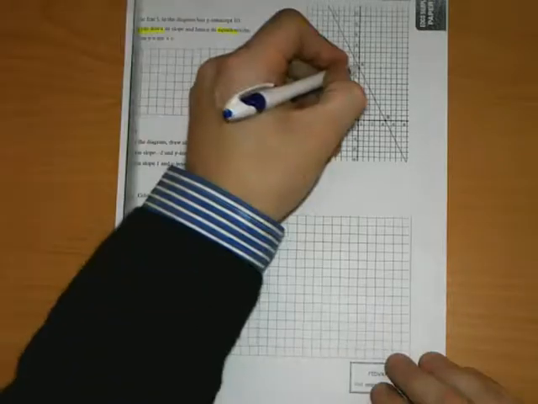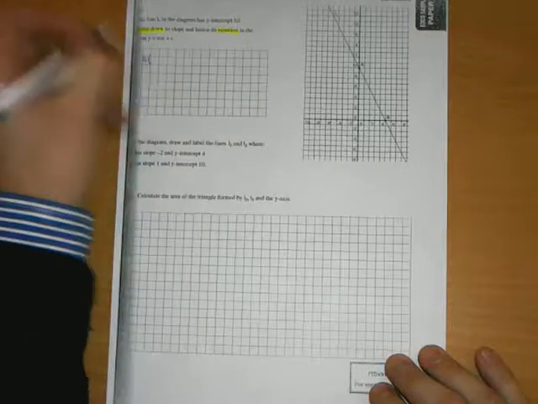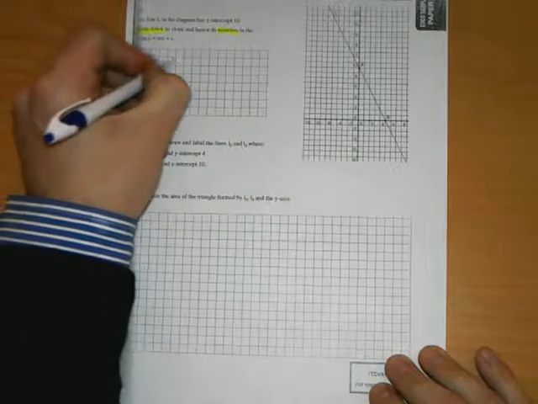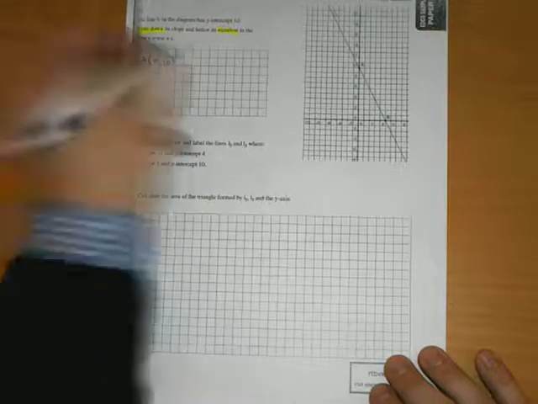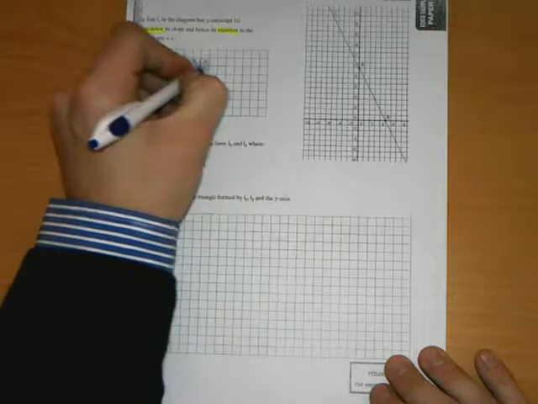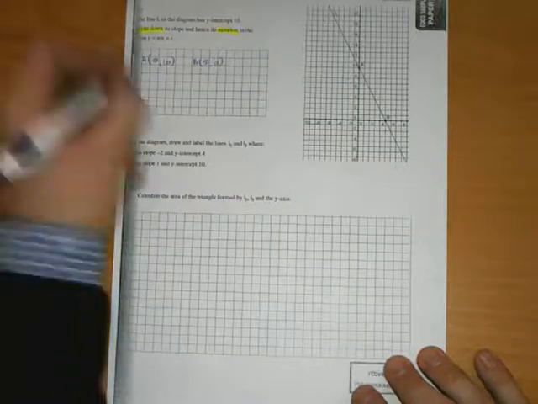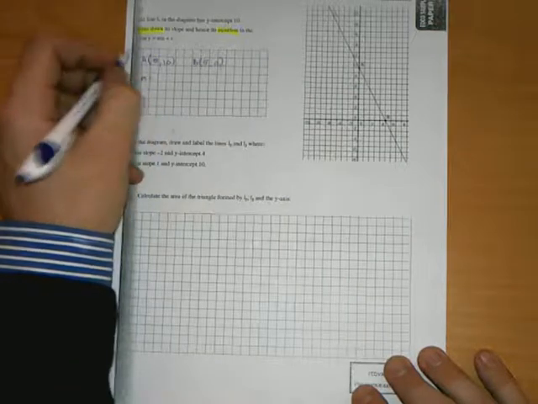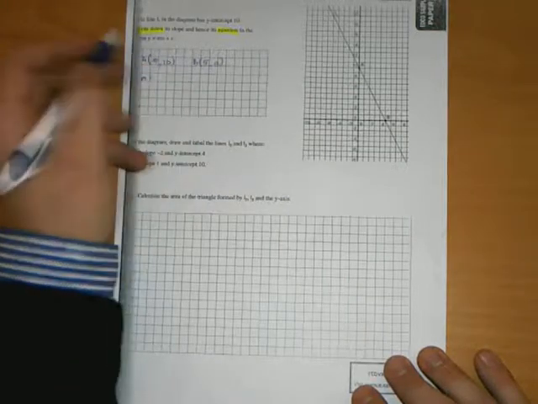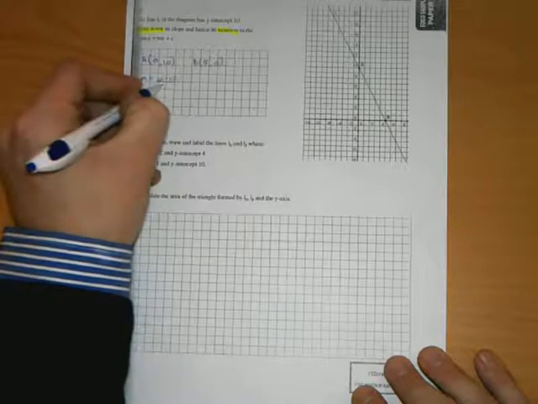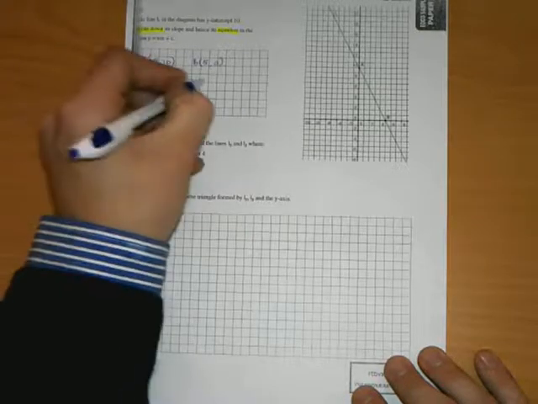So that point A has coordinates of 0 up to 10. Point B has coordinates at 5 up to 0, halfway between 4 and 6. So the slope then, using the slope equation, I have 0 minus 10 over 5 minus 0, which is minus 2.